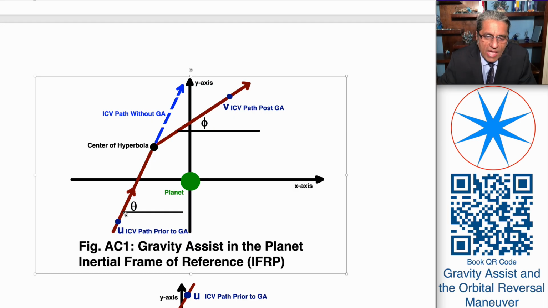So let us say that initially the path of the spacecraft, the asymptotic path, was at an angle theta with the x-axis, and the x-axis is the direction of motion of the planet. Of course, in the inertial frame of reference of the planet, the motion of the planet is actually 0. So let's say it was at theta, and then after passing by the planet and having its direction change, the direction is phi.